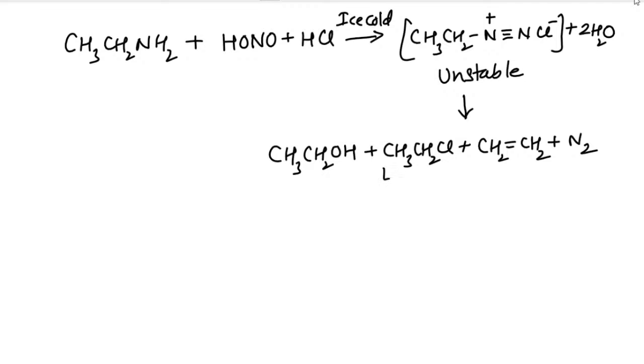So keep in mind, ethyl alcohol is formed, but along with ethyl alcohol we can get a small amount of ethylene and ethyl chloride.